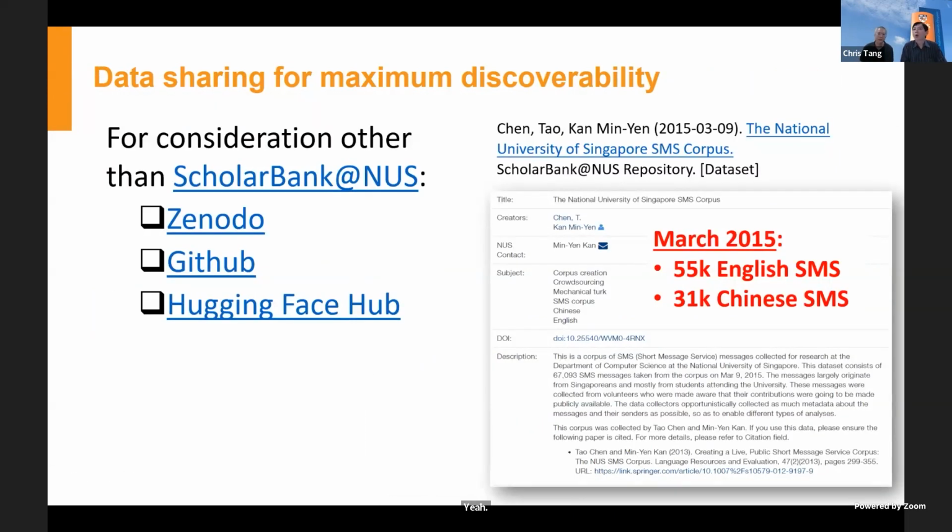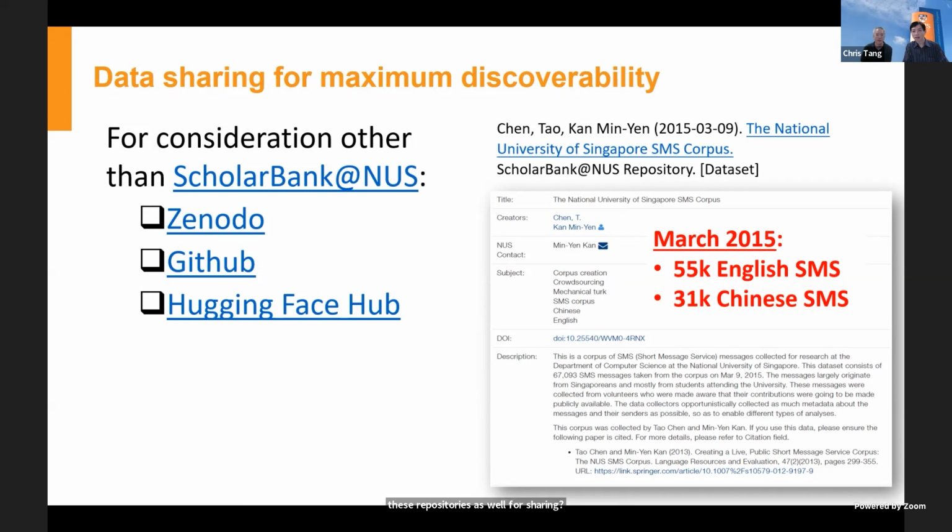Finally, we wanted to talk to you about data sharing for maximum discoverability. We were very surprised because we learned only after checking with you that other than Scholar Bank, you had also placed this dataset in GitHub. And when we asked you for other tips that you can share for data sharing to our NUS community, you actually suggested a few other places to share your data. Could you talk more about why you have suggested these repositories as well for sharing?